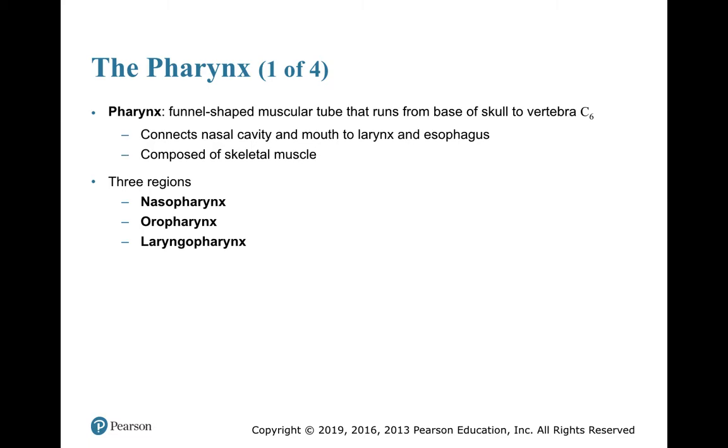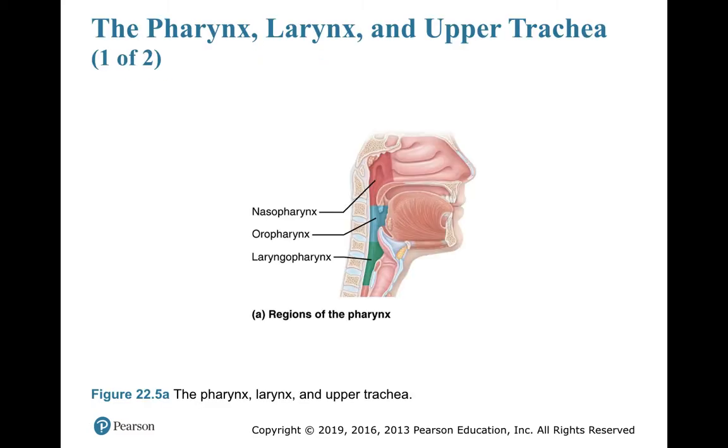The pharynx is a funnel-shaped muscular tube that runs from the base of the skull to vertebrae C6, connecting the nasal cavity and mouth to the larynx and the esophagus. The esophagus would be part of the digestive system, the larynx where we want the air to go. It's composed of skeletal muscle, and it's divided into the nasopharynx, the oropharynx, and the laryngopharynx. Nasopharynx, oropharynx, laryngopharynx.